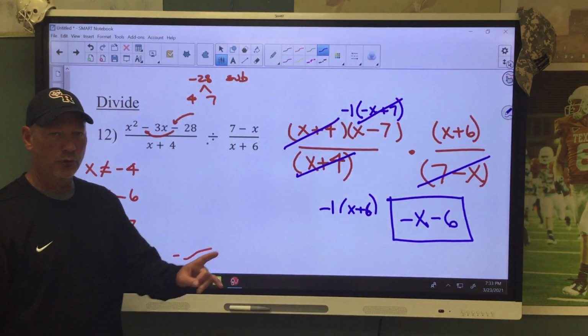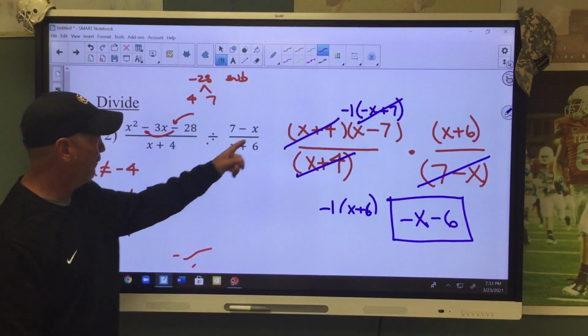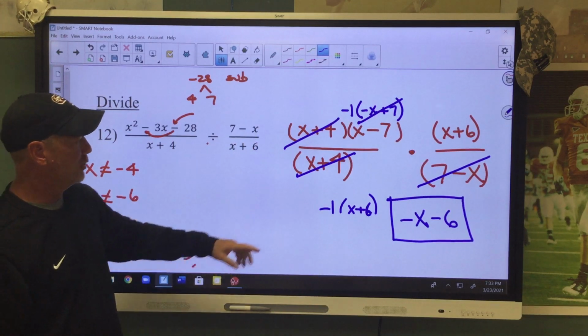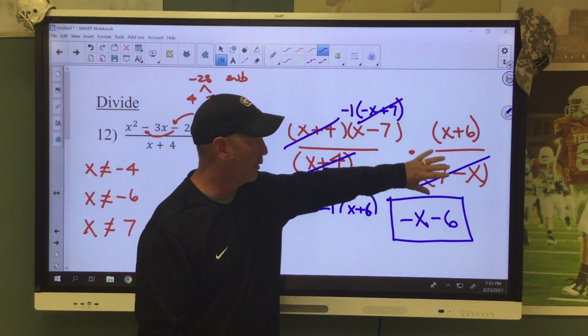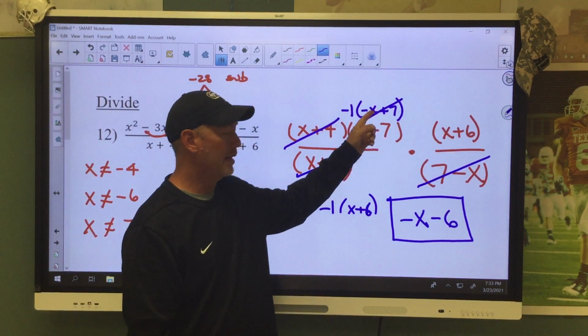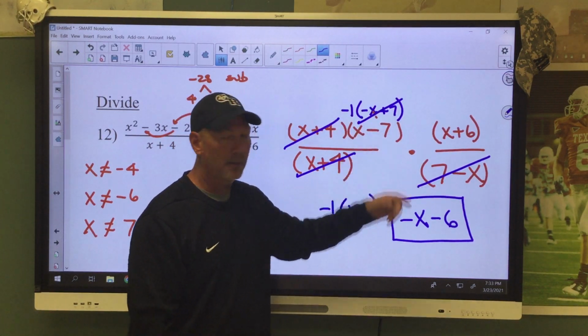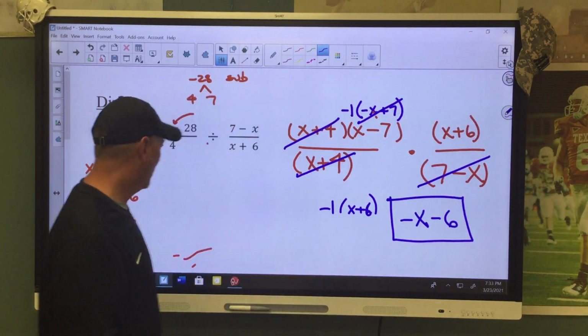Okay? Two things. Remember how to find your excluded values, all three places. Remember that you're going to change it to multiplication and flip your fraction. And be careful with this. Make sure that you factor out that negative 1 so your parentheses will match up. Okay? All right, let's keep going.